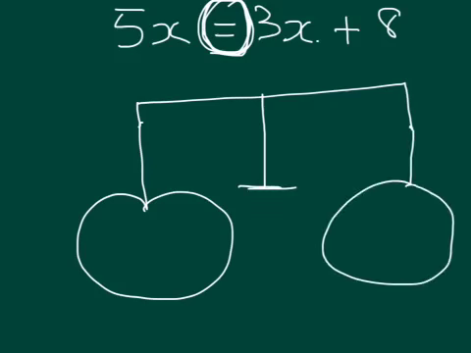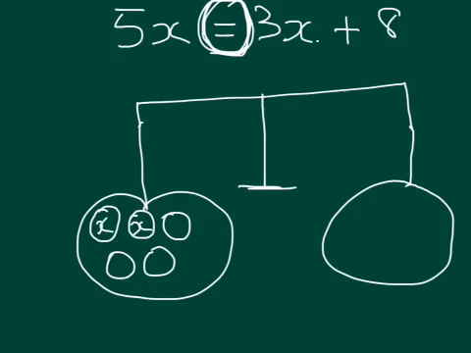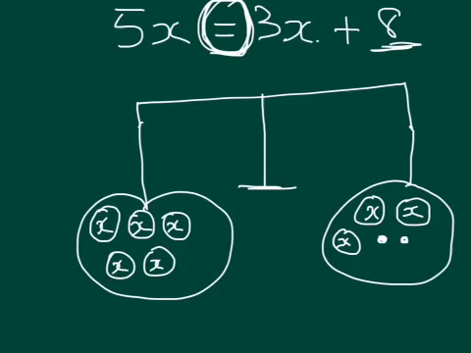So on this side, we've got 5 x's: 1, 2, 3, 4, 5. On this side, we've got 3 x's: 1, 2, 3. And we've also got 8. Number 8. So we'll do the 8 as 8 little dots: 1, 2, 3, 4, 5, 6, 7, 8.